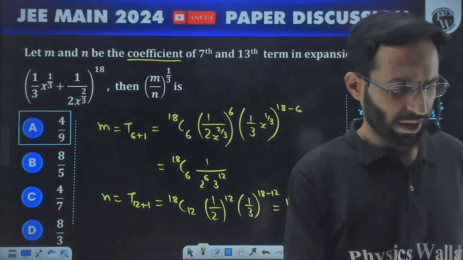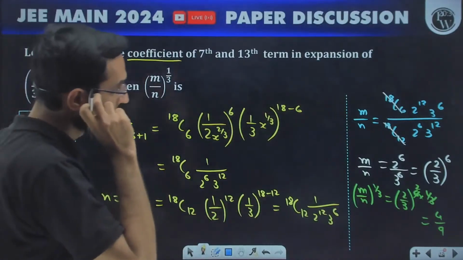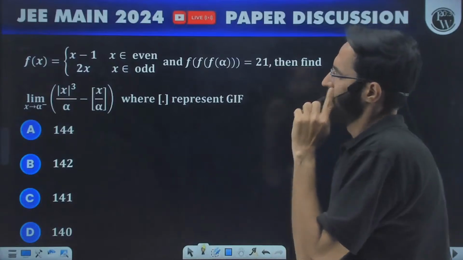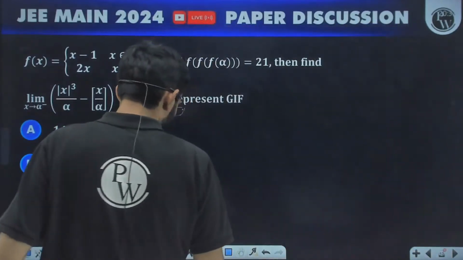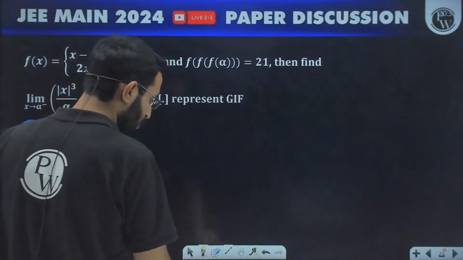Okay, let us move towards next question, please. I hope this is clear to you. If f of x is equal to x minus 1 upon 2x, this is a wonderful question, students. You are going to love this question a lot.